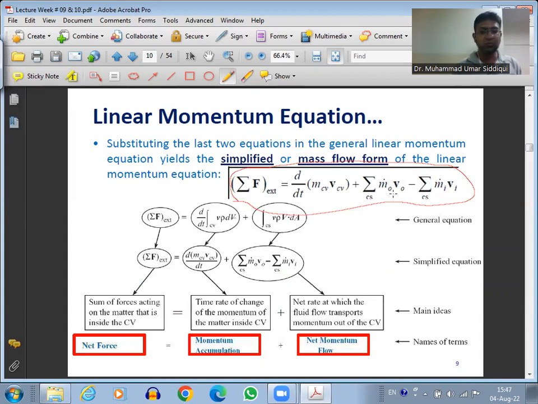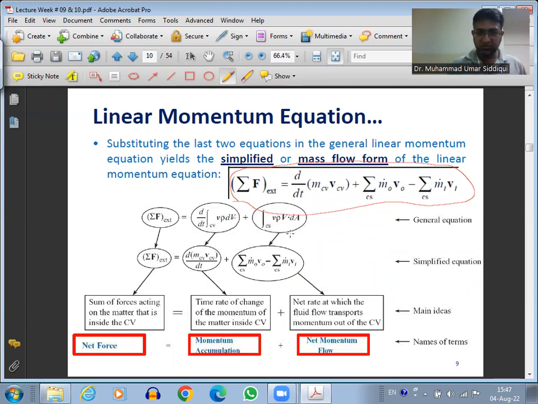Okay, so the momentum of the fluid going out minus the momentum of the fluid coming in, plus whatever the rate of change of momentum inside the control volume. This is going to be equal to the summation of all the forces, which are all the external forces, which are either acting on the fluid or acting by the fluid outside on something else. Okay.